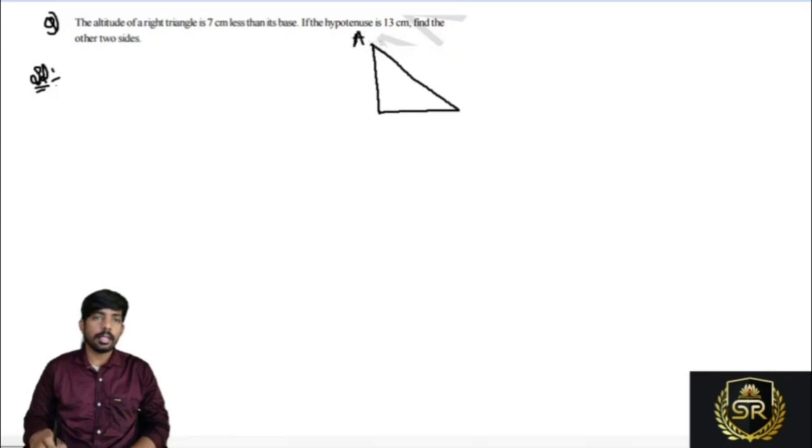Okay, this is triangle ABC. So, what is given? The hypotenuse is given. How much is the hypotenuse? 13 centimeters. So AC is given, AC is 13 centimeters.